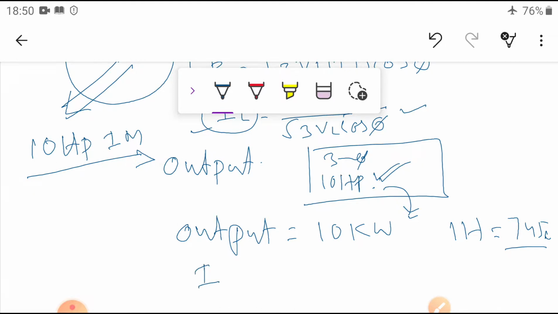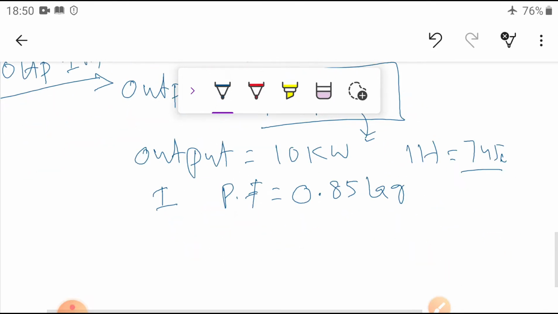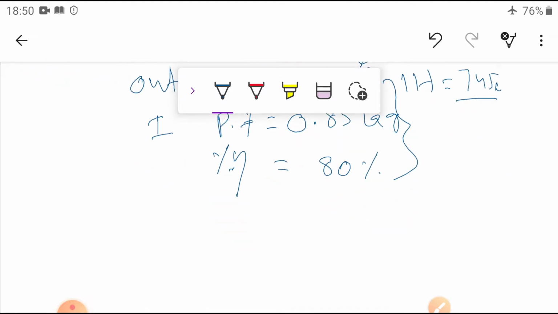Here some values will also be given. The power factor is given; if it is not given, you take 0.85 lagging as the power factor for an induction motor. Sometimes the efficiency of the motor is also given, nearly 80% or 85%. Based on these factors we convert to the input value, and then find the input current.